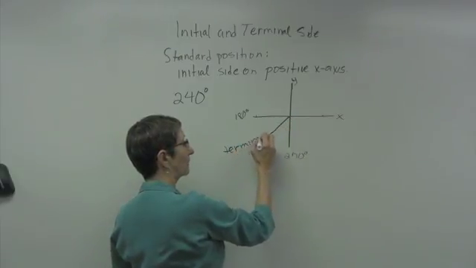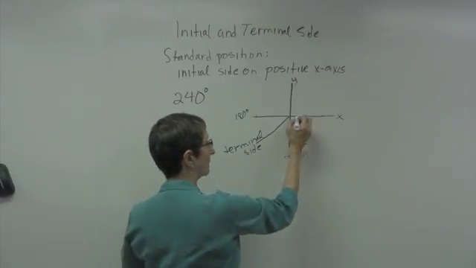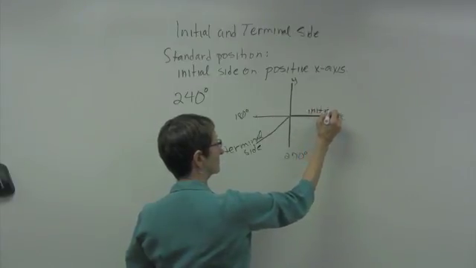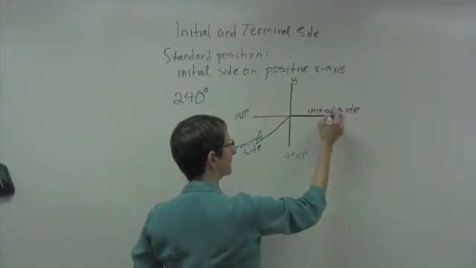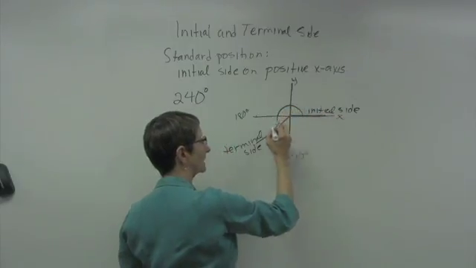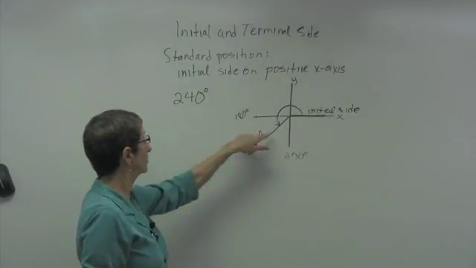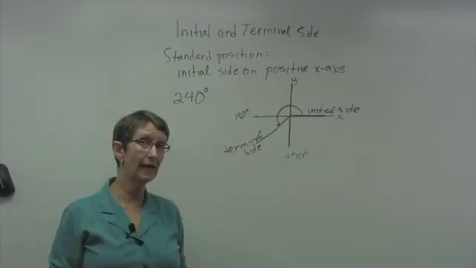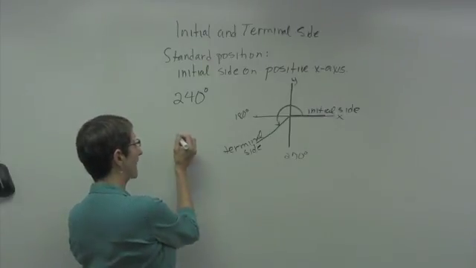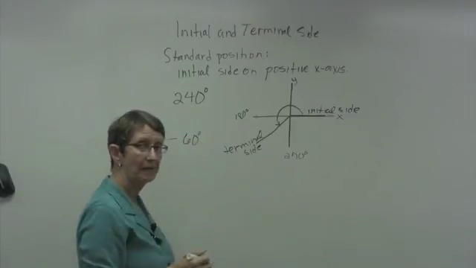is the side where the angle ends. So the terminal side would be here if our initial side is here on the positive x-axis, and we rotate here. So our rotation gets us to here as the initial side, and then the terminal side for a 240 degree angle.